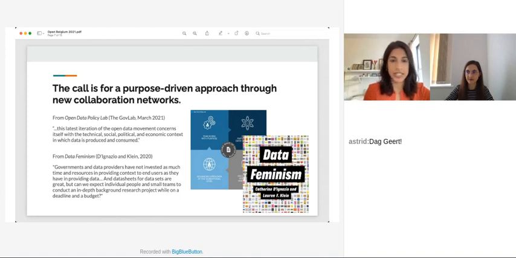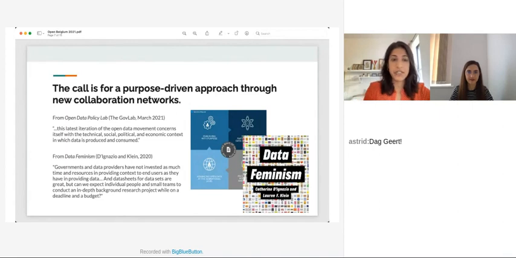They say, "Governments and data providers have not invested as much time and resources in providing context to end users as they have in providing data. And data sheets for data sets are great, but can we expect individuals and small teams to conduct an in-depth background research project while on a deadline and budget?"